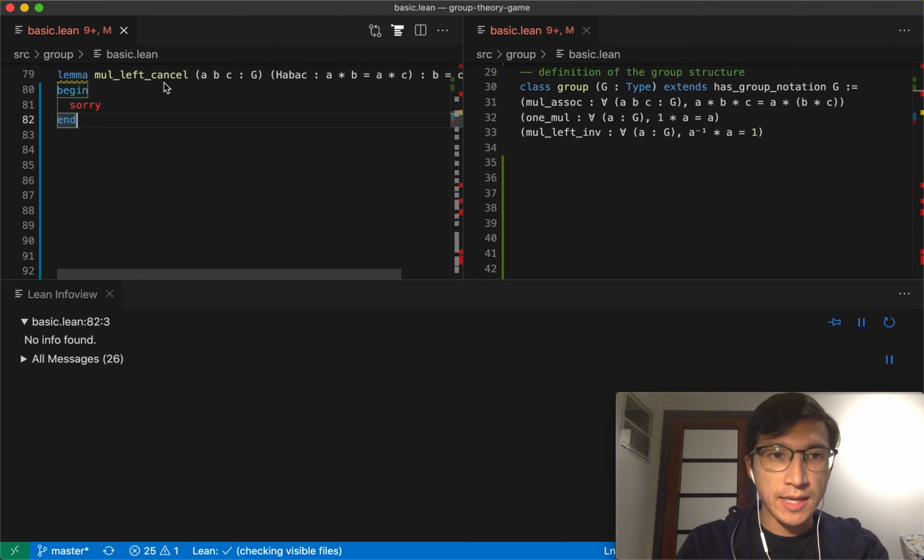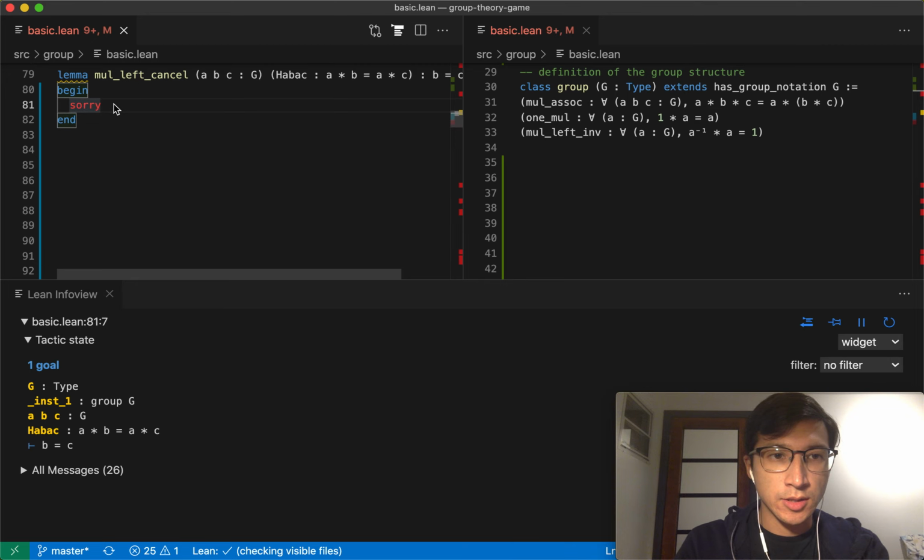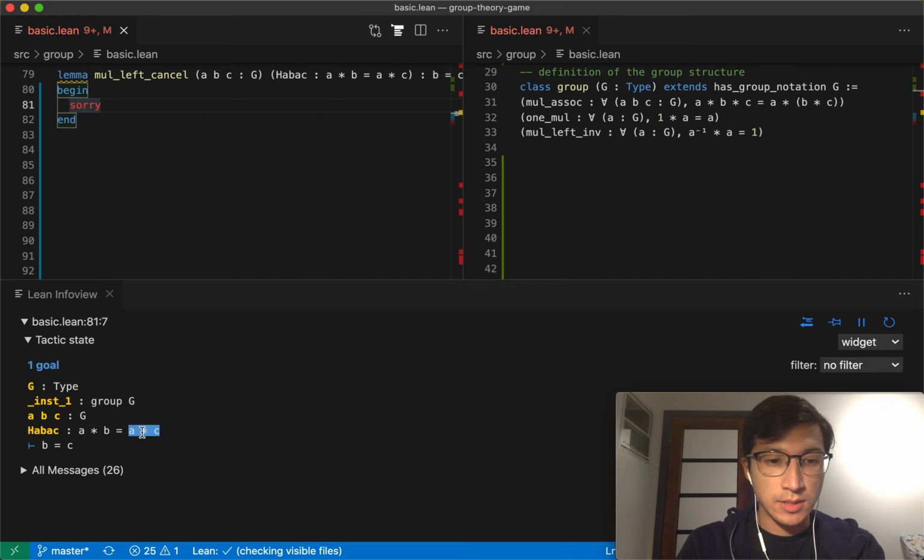Look at mul left cancel. Let's start by looking at what is our initial state. So if we look at our goal, it's b equals c, and we see that we also have a hypothesis a times b equals a times c.